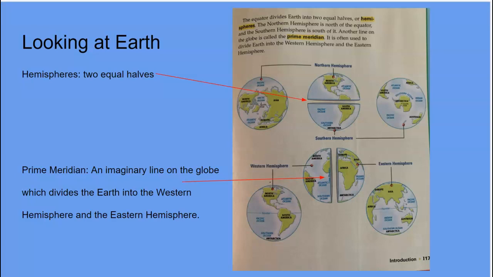Another line on the globe is called the prime meridian. Oh, look, there's another word that's bold and it's highlighted in yellow. So that must be important. It is often used to divide the Earth into the western hemisphere and the eastern hemisphere. So the prime meridian is an imaginary line on the globe, like the equator, which divides the Earth into the western hemisphere and the eastern hemisphere.